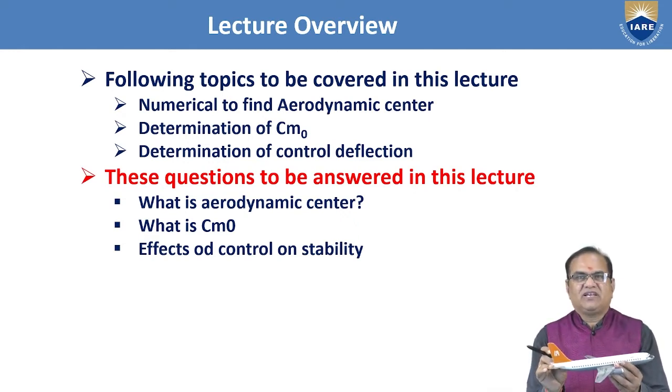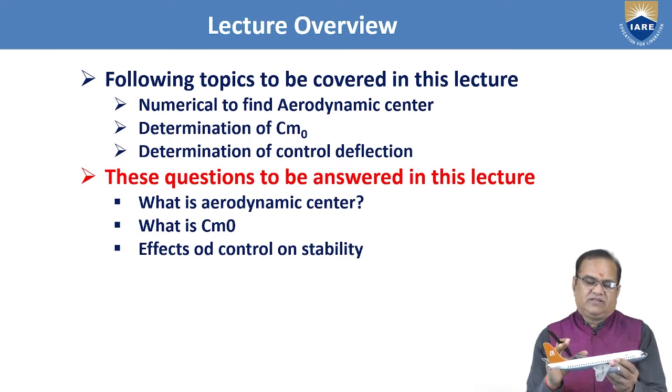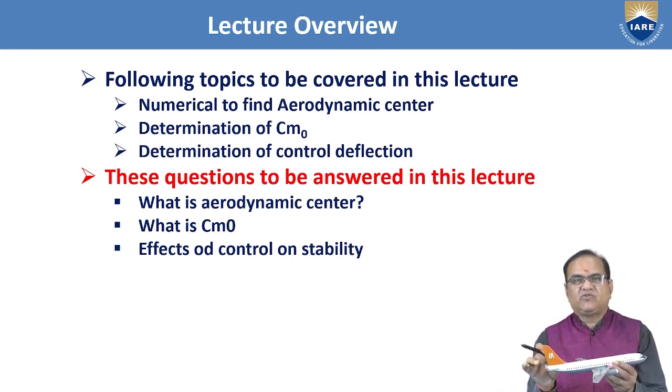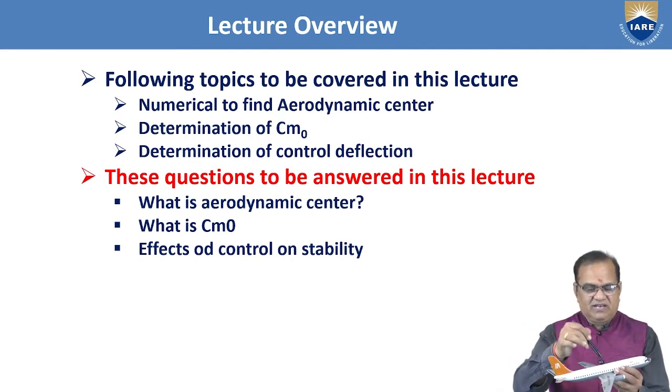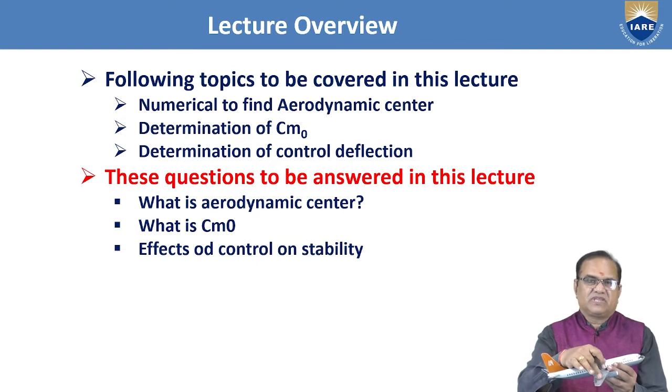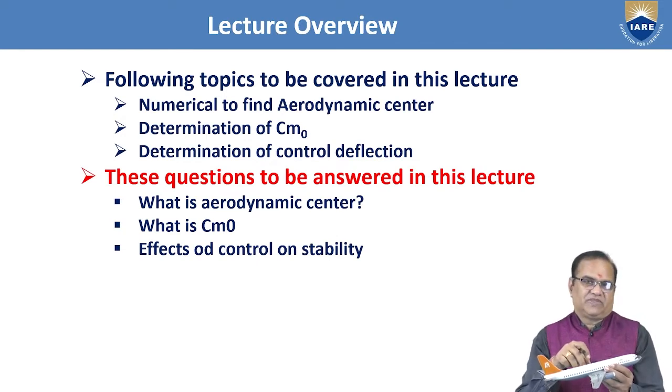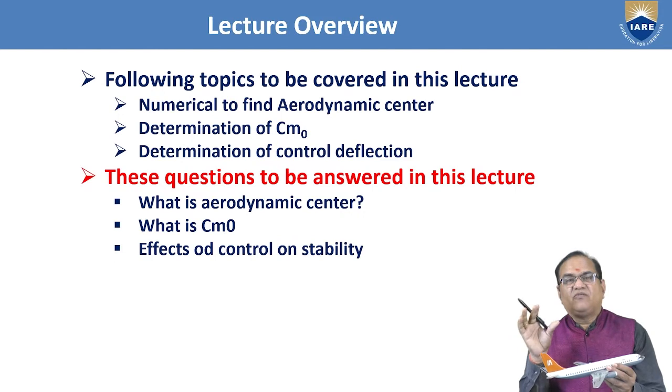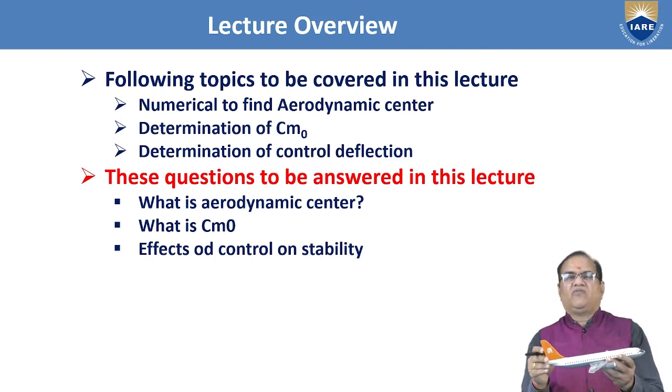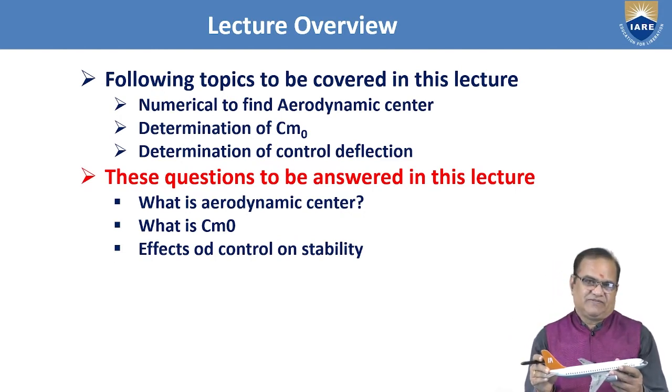We have seen in our previous classes the volume ratio VH. This VH is equal to ST LT, the area of the tail times the moment arm of the tail, divided by the area of the wing and the chord of the wing. So this is called VH, and VH plays a very important role for longitudinal static stability.